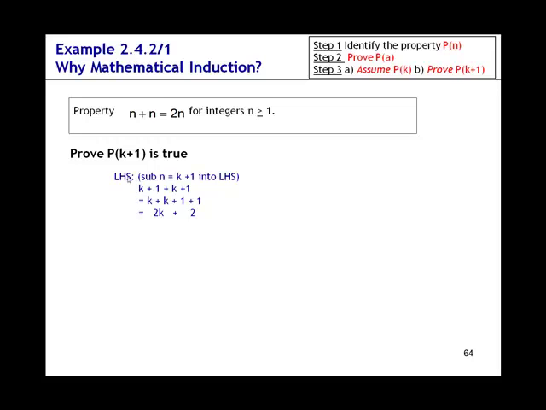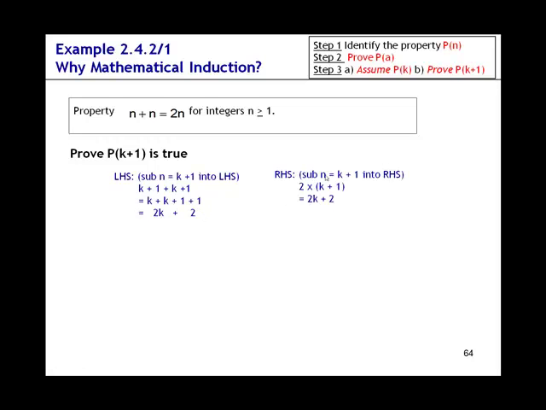On the left hand side, we substitute n equals k plus 1. The left hand side is n plus n, right? So it becomes k plus 1 plus k plus 1. We rewrite that to put all the k together, so we change k plus 1 plus k plus 1 to k plus k plus 1 plus 1. k plus k is 2k, 1 plus 1 is 2. So on the left hand side we have 2k plus 2.